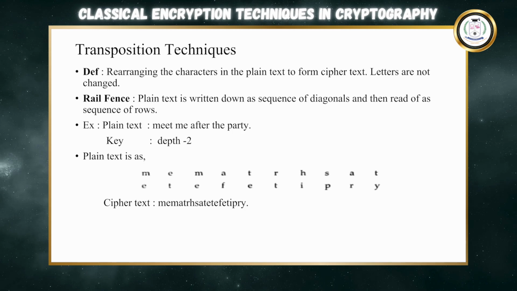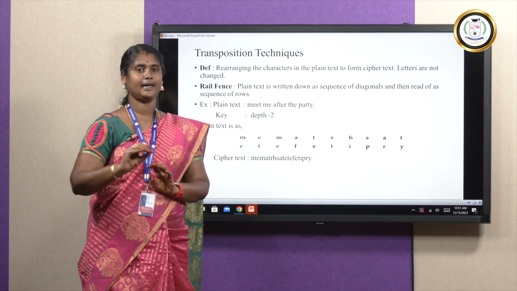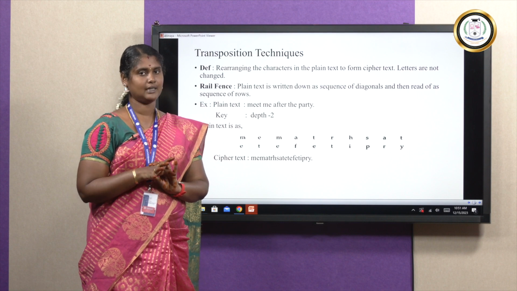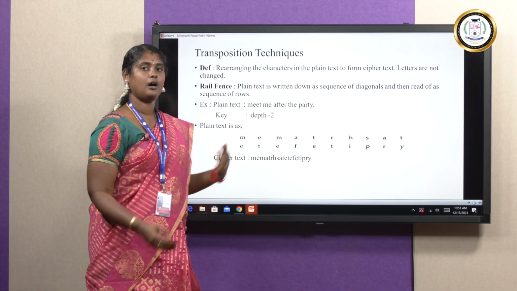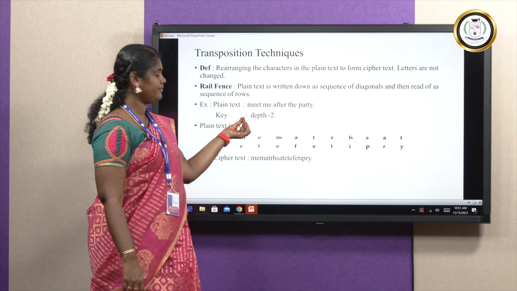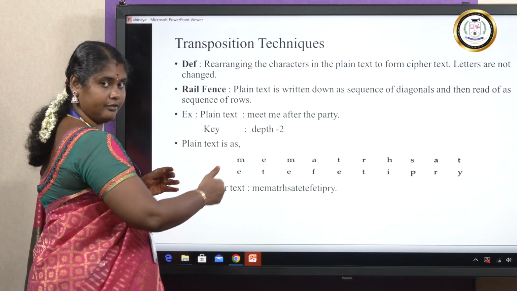If it is a transposition, whatever the plain text you are having, I am just rearranging the data. That is your transposition model. So here this is your plain text, meet me after the party. So how are we going to replace? Here I am having a depth of 2. So like this, you are having two different rows.